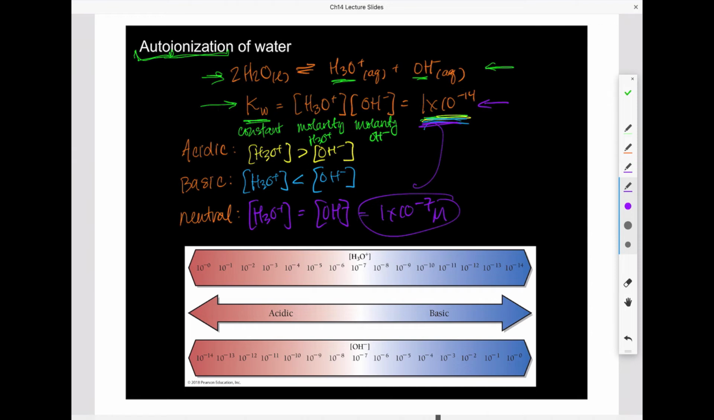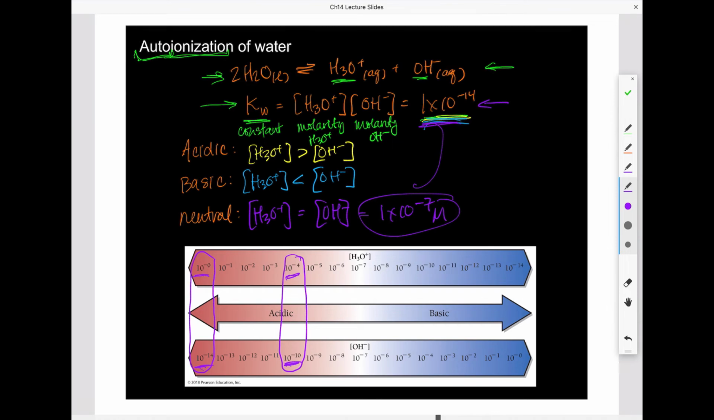Right? So here, if my hydronium ion concentration is 10 to the negative 0, this is going to be 10 to the negative 14th because the product always has to be 1 times 10 to the negative 14th. Or here, for example, if the concentration of hydronium is 10 to the negative 4, this one is going to be 10 to the negative 10 because, again, the product always has to be 1 times 10 to the negative 14th.